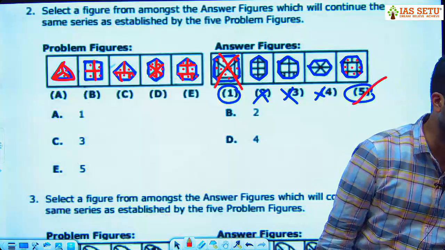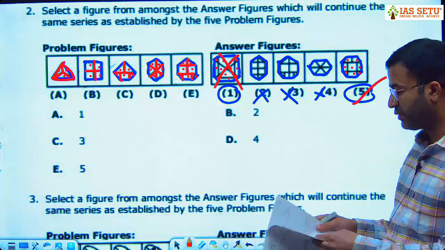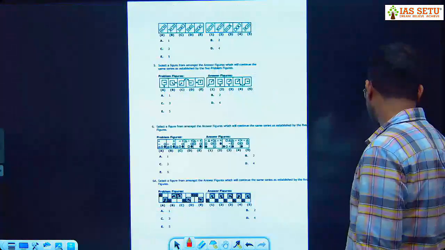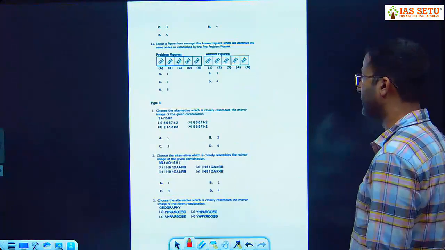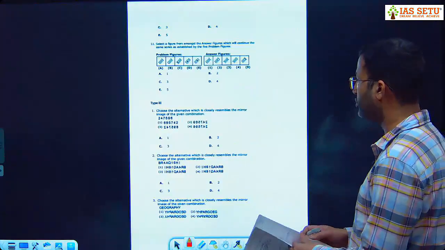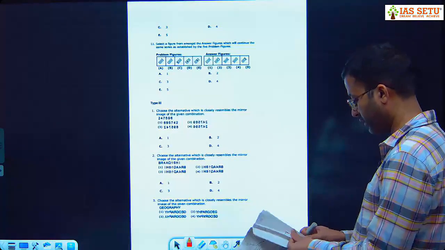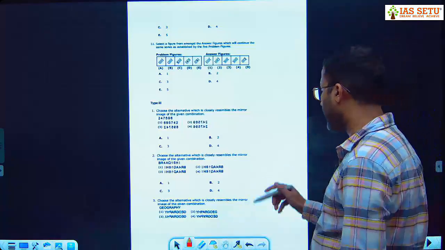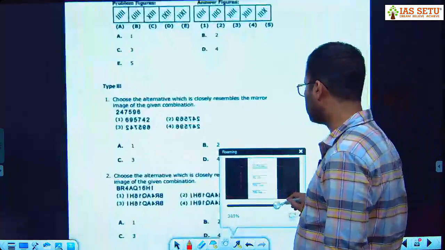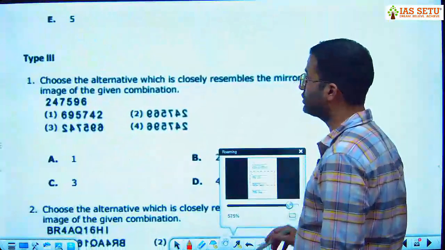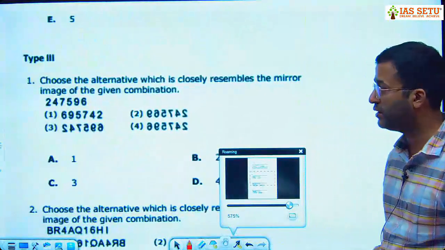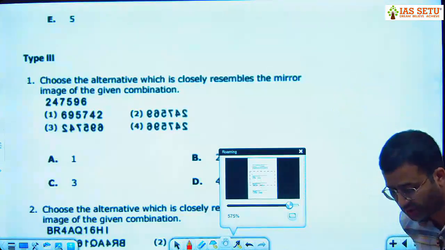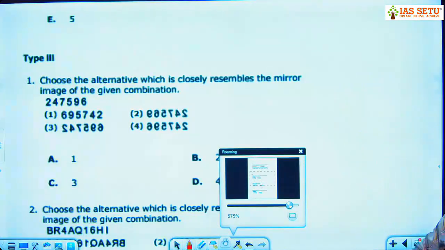There are two concepts used, outside boundary and boxes inside. अंदर की तरफ जितने बॉक्स हैं. Next is type 3, page number I think 8 and 9. Page number 8, 3 questions. It is mirror image. टाइप 3, it is clearly mentioned mirror image. Choose the alternative which closely resembles the mirror image of the given combination. 2 4 7 5 9 6. 3 questions, take your time. Mirror image. Type 3 question.